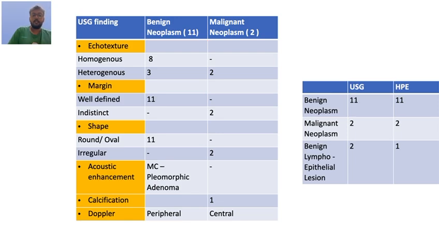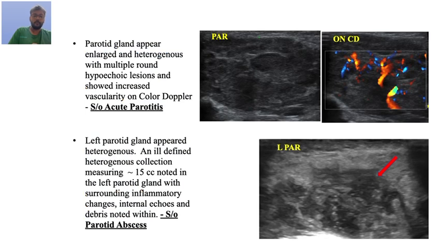So we had 11 benign neoplasms, and out of 11 histopathology was done. 2 malignant neoplasms, and histopathology was confirmed in both, and we confirmed benign lymphoepithelial lesion in 1 case.